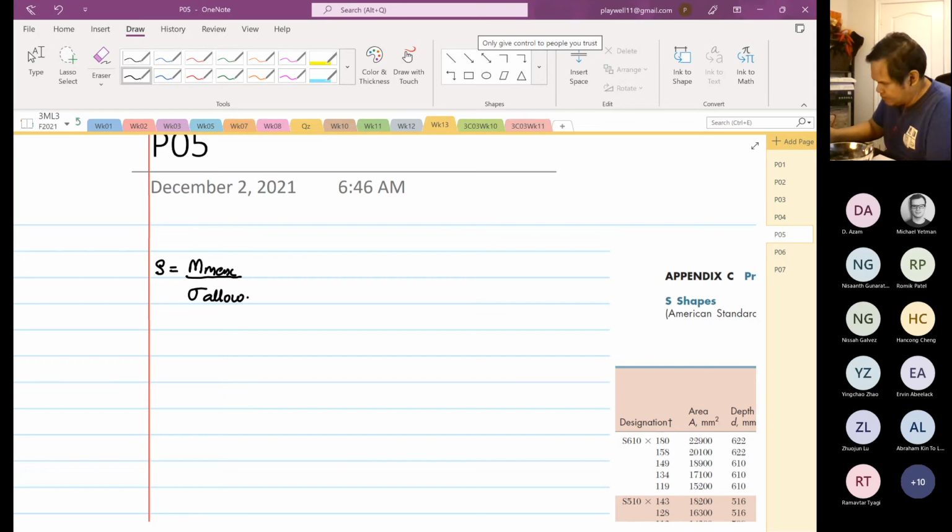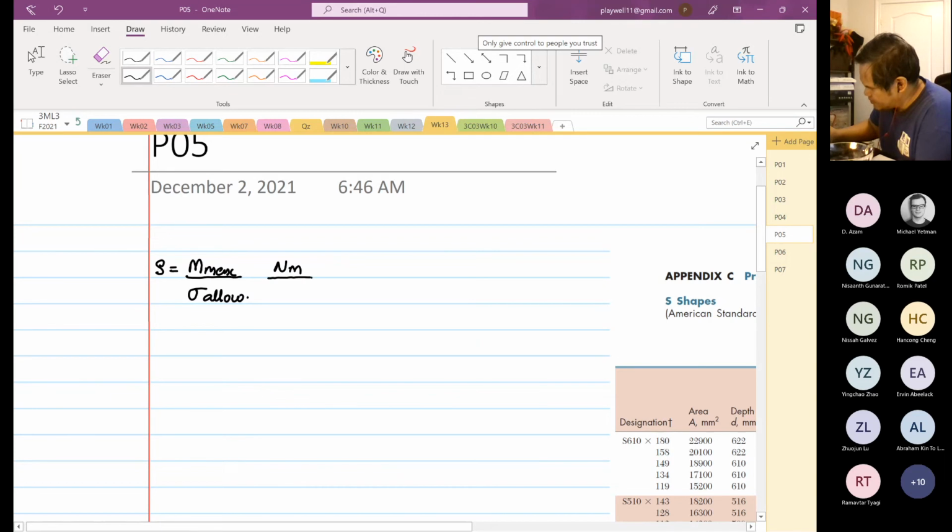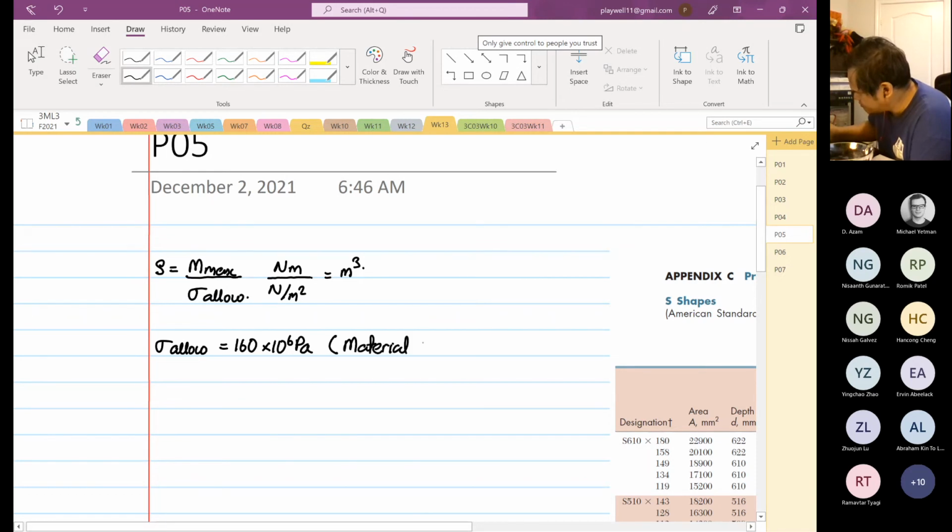If we look at units, this is Newton meter, right? This is Newton per meter squared, right? This is also equal to meter cube. So we know our Mmax. Now our stress allowable, for example, okay? So stress allowable, we pick at 160 times 10 to the power 6 Pascal. How we know this number is material property. We look at materials handbook.